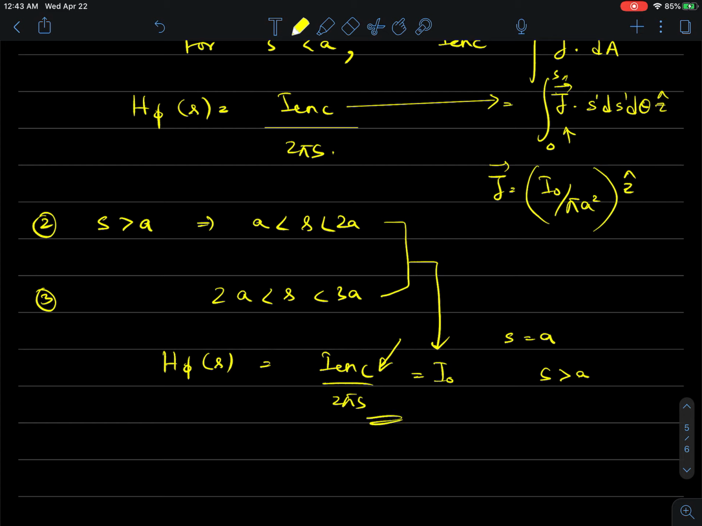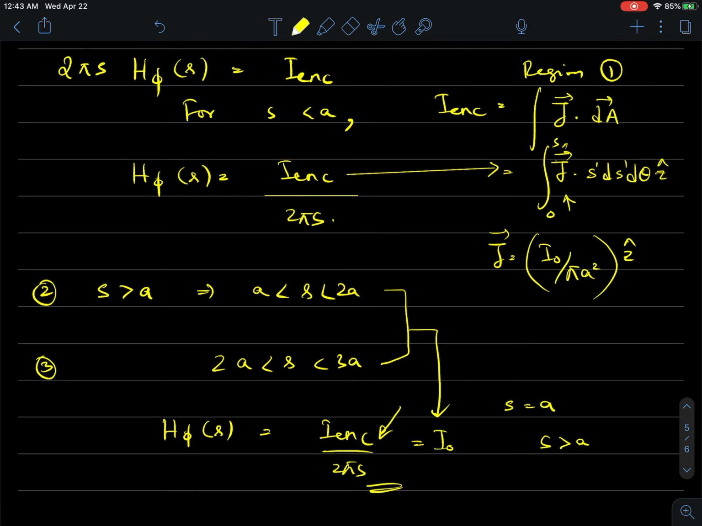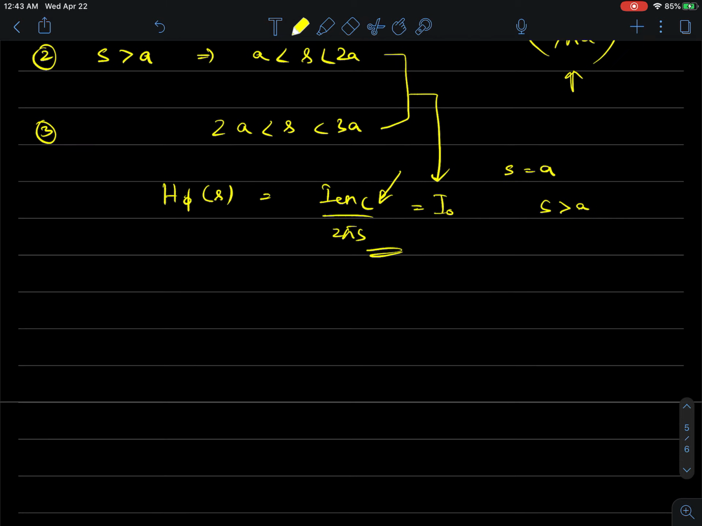So for s greater than a, it'll be just this one, and for s less than a, you'll have to find out this I enclosed. That integral is the only part of the job that you have to do.